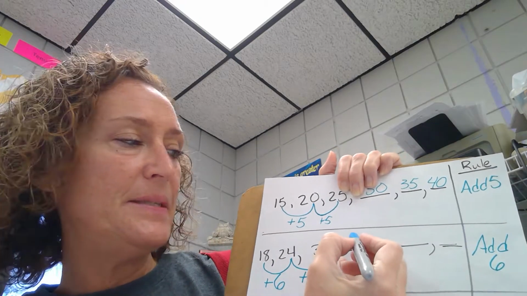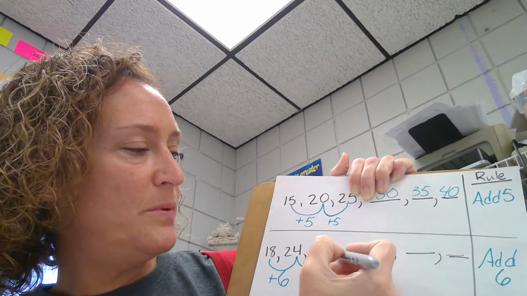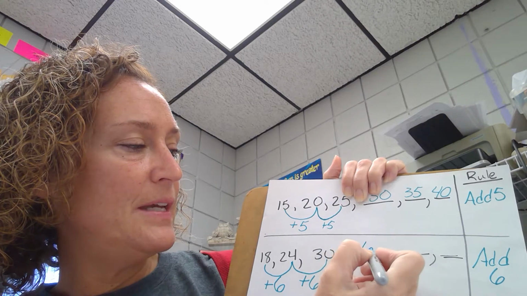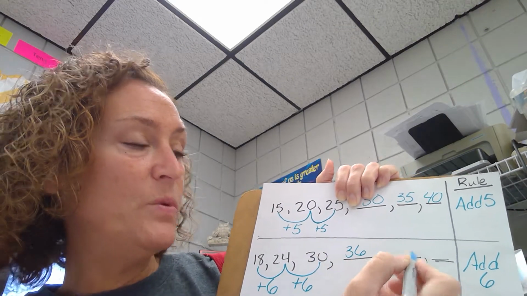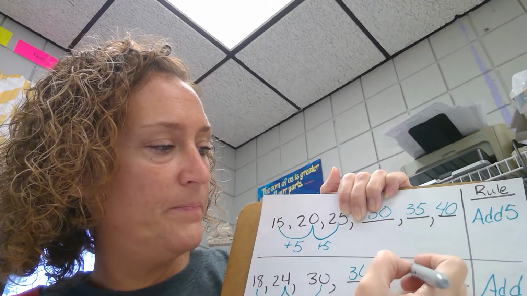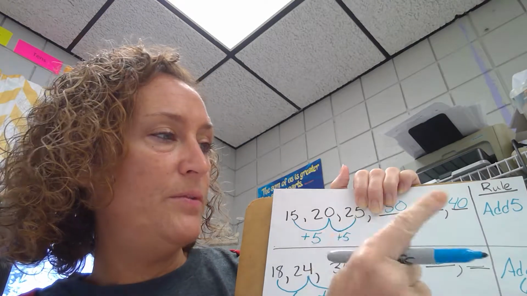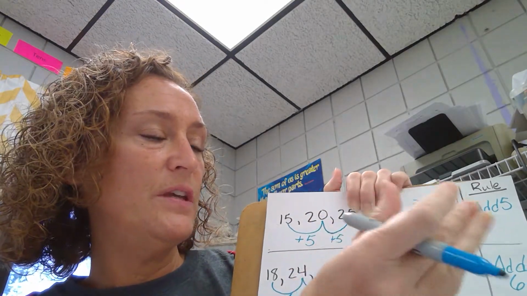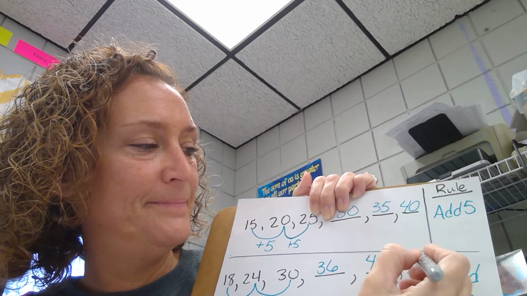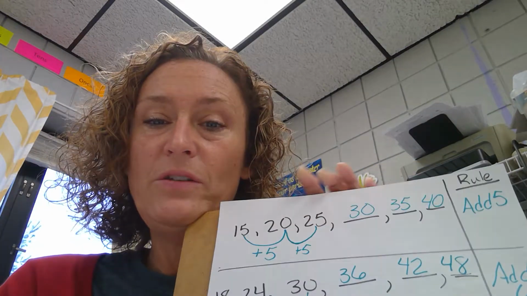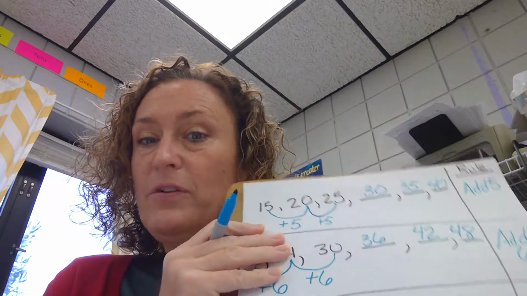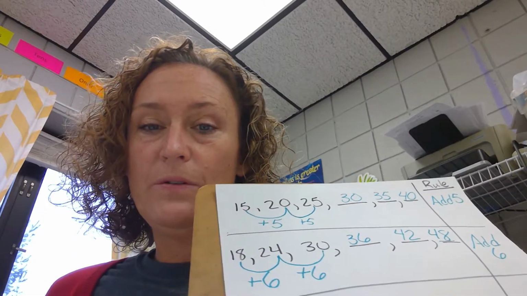30 plus 6. That's an easy one because you just put the 6 there in the ones place. 36. Now I've got to go up 6 more again. 37, 38, 39, 40, 41, 42. Then 42 plus 6. 43, 44, 45, 46, 47, 48. If you can already think those in your head, that's great. But if you need to count them out, I'd rather you use your fingers and count them out and get it right than get it wrong.